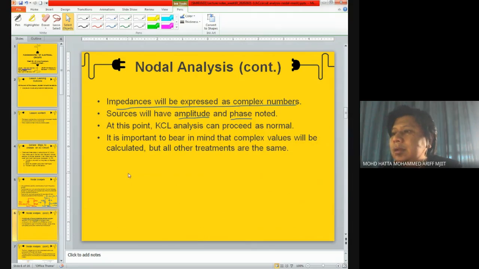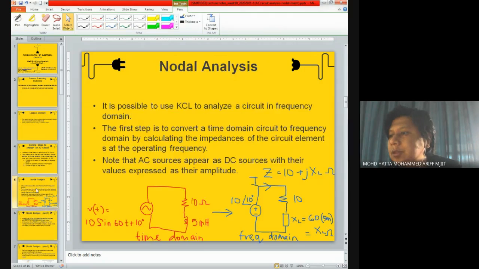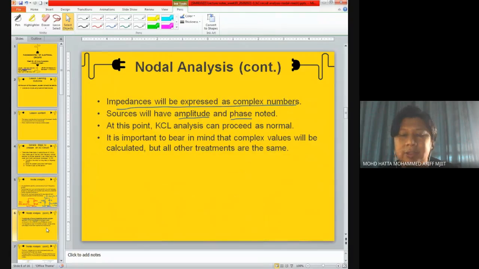Okay, we can proceed with nodal analysis, where we can apply KCL. We can solve this circuit without nodal analysis, but if we have a circuit which requires nodal analysis in order to analyze it, we can proceed with the steps for nodal analysis.